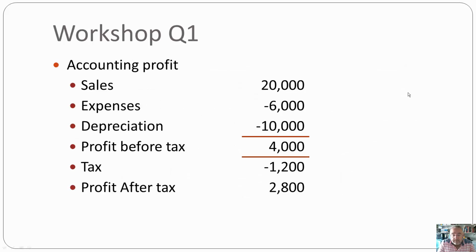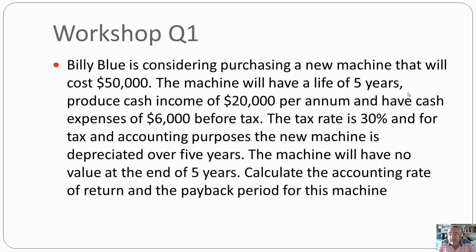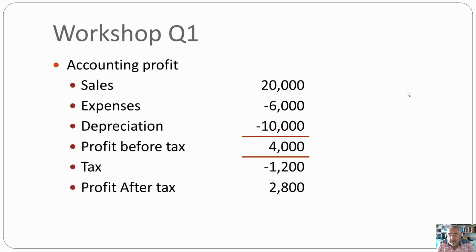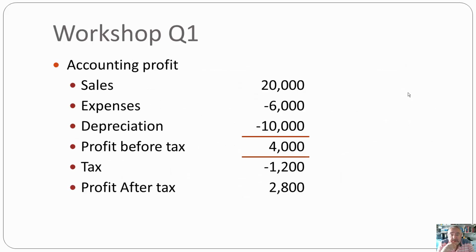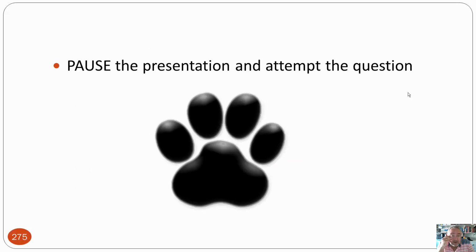Okay, so accounting profit is going to be the same in each year, right? So we're going to have 20,000 as the income. The expenses are going to be 6,000. That's the basic cash expenses. The depreciation: oh, sorry, the machine costs 50,000, so it's going to depreciate down to zero over 5 years. So that's $10,000 depreciation. Profit before tax is 4,000. Tax at 30% is 1,200. So your profit after tax is 2,800. Okay, 2,800.